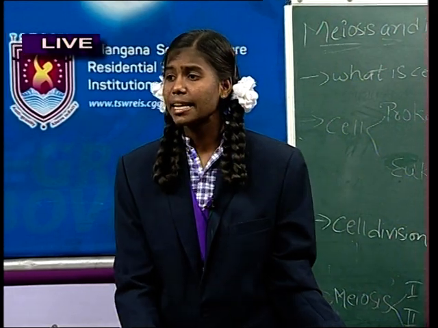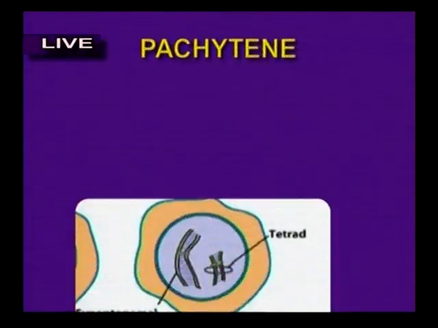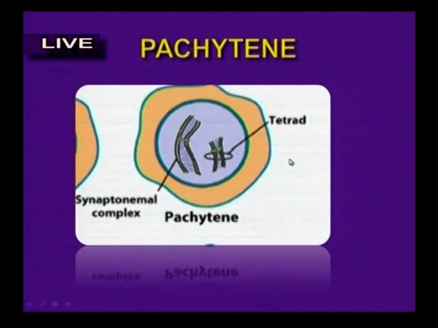Now let us see the next one. What is the next one, friends? Yes, pachytene. Here in pachytene, during this phase, the bivalent clearly appears as a tetrad. See friends, here we can see the tetrad.